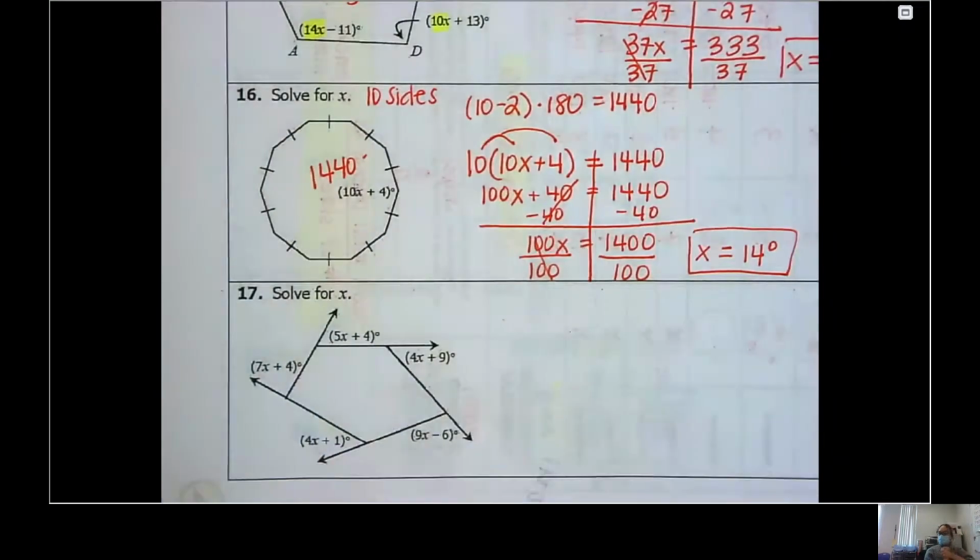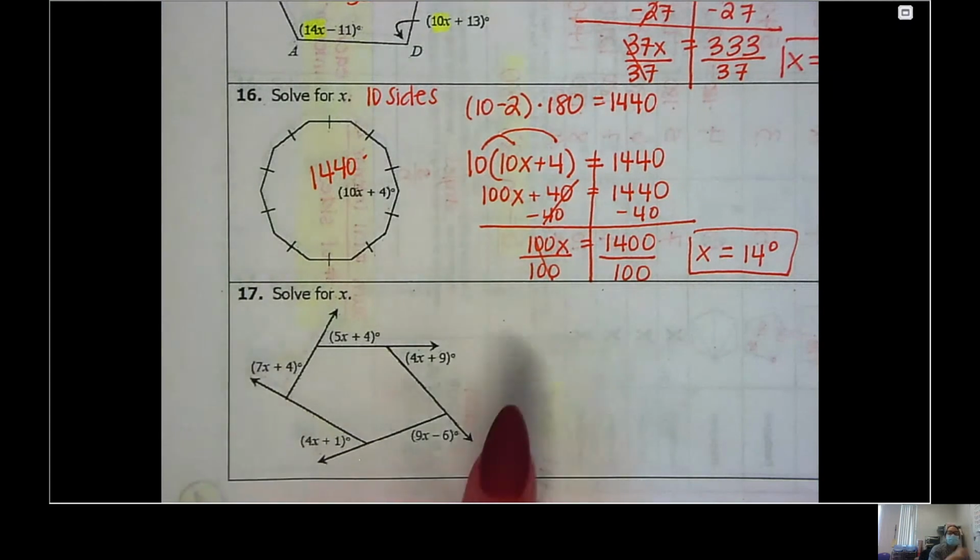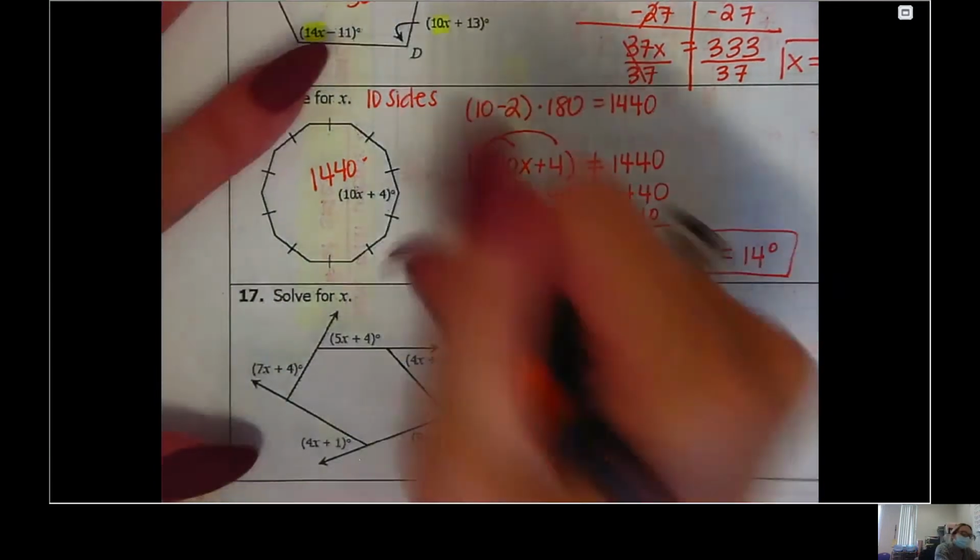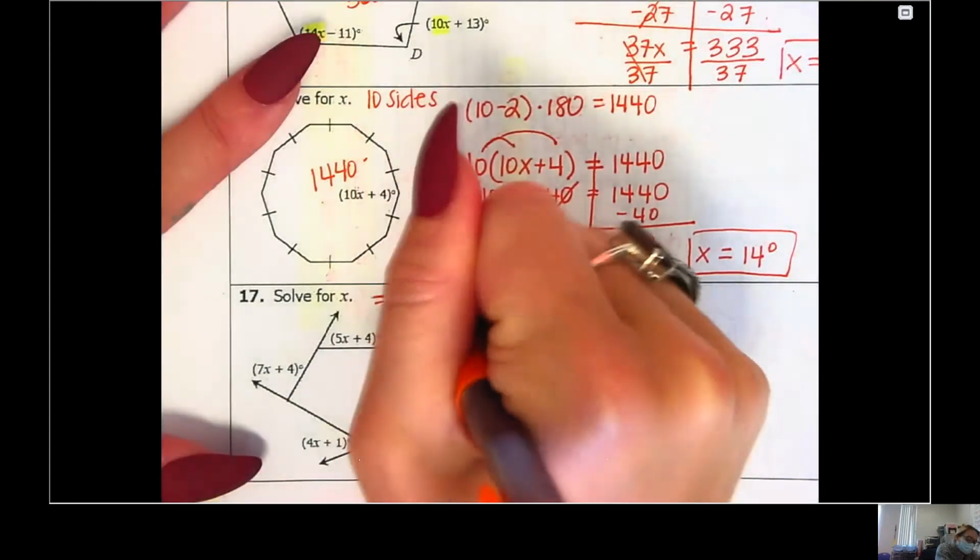Because everything was exactly the same. Cool, cool, cool. All right, questions there. All right, we are not going to have enough time to do this last one, so you're going to try this last one on your own, and we're going to check it tomorrow. But what do you notice about the last question? They're all exterior. So when you add them all together, what should you set them equal to? 360 degrees. Set them equal to 360 degrees.